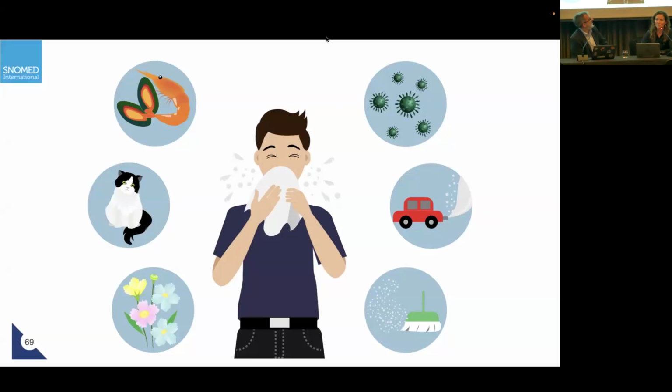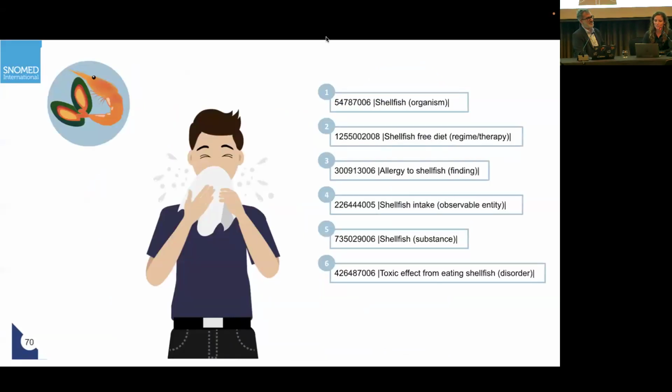So this example is about allergies. So let's consider being allergic to a shellfish. And how would you record being allergic to shellfish? Will you record shellfish, the organism, or will you record that you need a shellfish-free diet, or that you have an allergy to shellfish, or just shellfish, the substance? There are many shellfish concepts in SNOMED. And so what is it that is relevant to record?